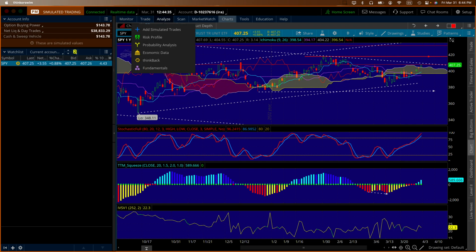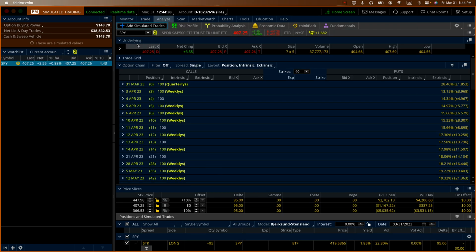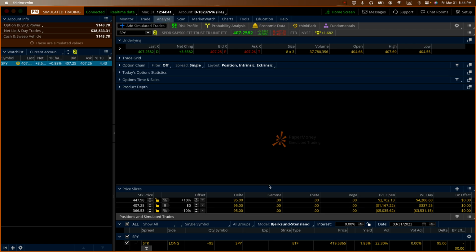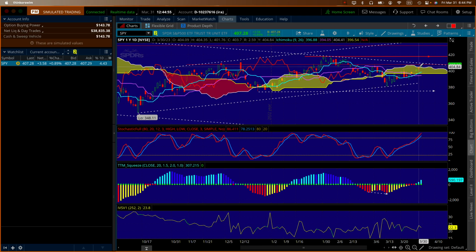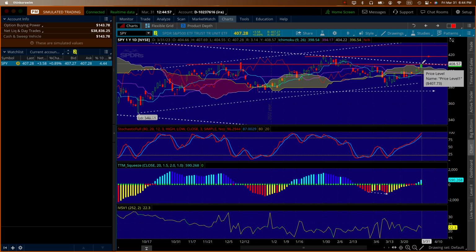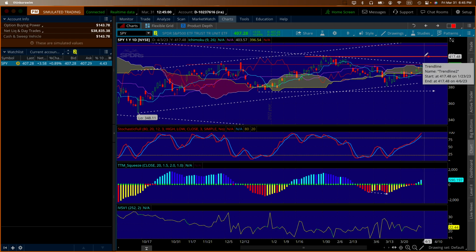So let's go to the Analyze tab, click on the SPY here. We can close the options here, and here is 95 shares. What is our average price? 419. What are we trading at? 407. So it seems like we are very close, and if it does break above the trend channel, it would certainly go test the high here, which is at 417, and then if it goes above the 420, then we will be in the positive for the first time in a long time.